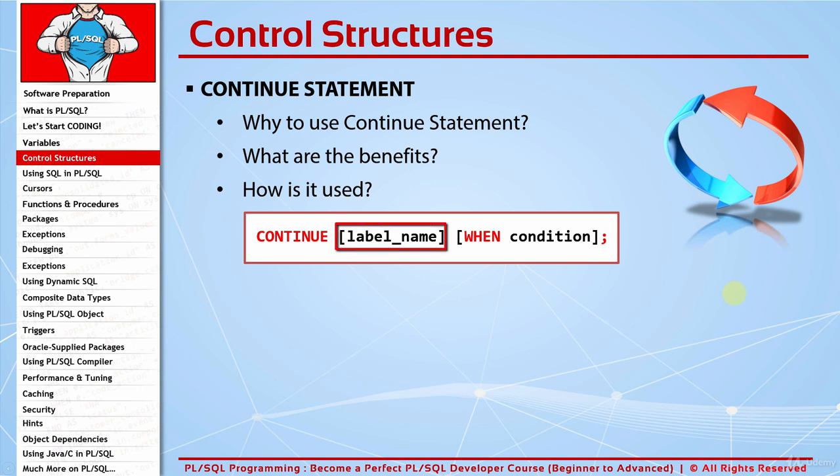Then you write the label name of the loop. That means you can iterate to the next iteration of the inner loop or outer loop. This is a pretty good way. I will show you how to do that.